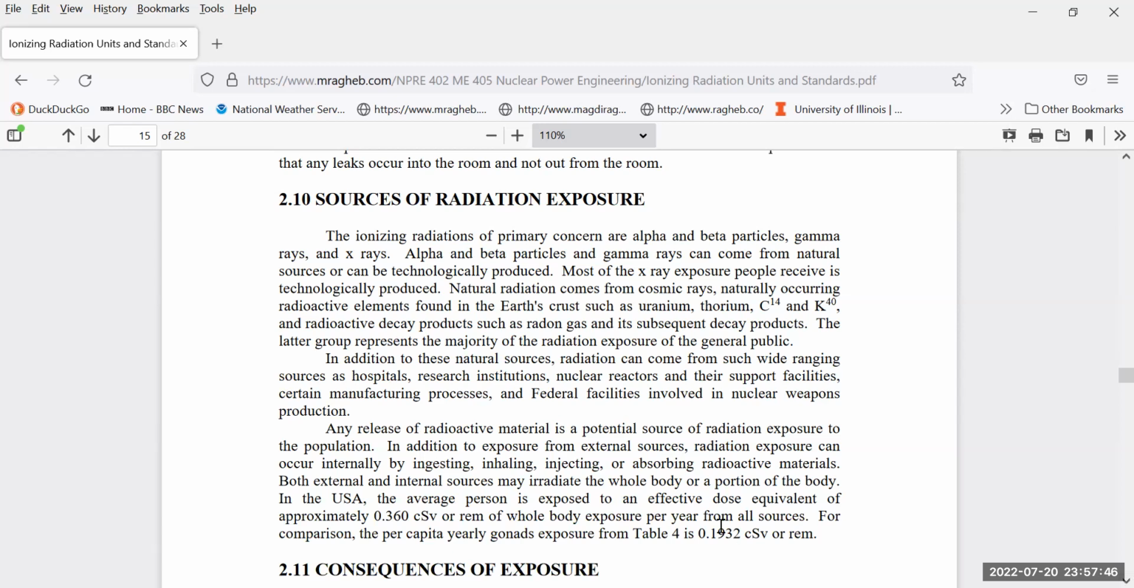Of course, any release of radioactive material is a potential source of radiation exposure to the whole population. And we suggested that the average person in the United States is exposed to an effective dose equivalent of about 360 millirem, or 3.6 millisievert, per year from all sources. The per capita yearly dose to the gonads, which are the reproductive organs in the human body that are mostly affected by radiation, is, from Table 4, 193 millirem per person per year.